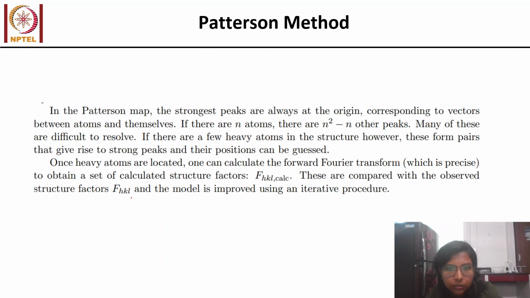So if there are n atoms, we have n² − n peaks. However, if there are a few heavy atoms in the structure, then they form pairs which give rise to strong peaks and their positions can be guessed. And once the heavy atoms are located, we can move with the Fourier transform to obtain the set of calculated structure factors, which are compared with the observed structure factors, and the model is improved using an iterative procedure. Here the R factor is used, which signifies the difference between the observed and the calculated structure factors, and the lesser it is, the better is my model.